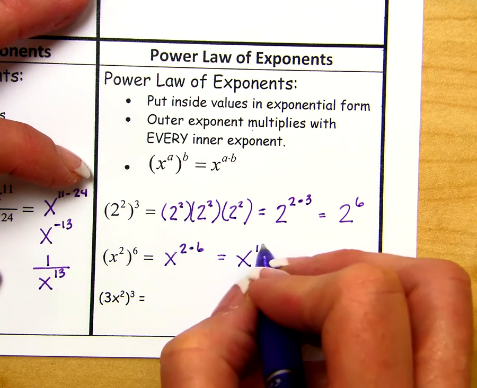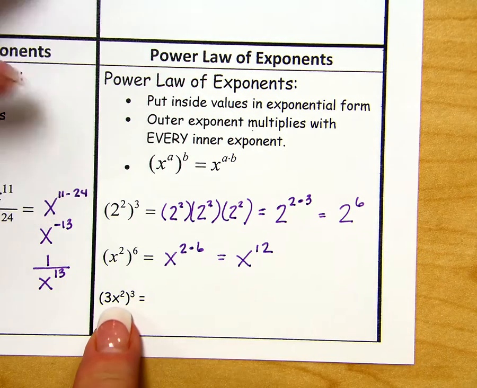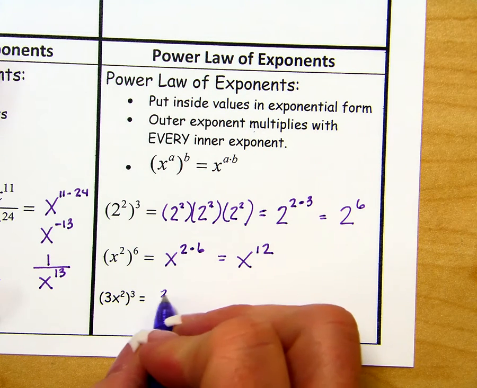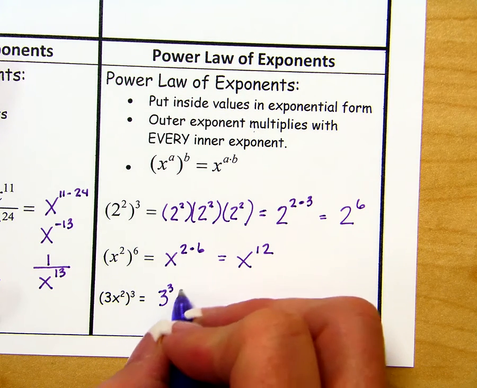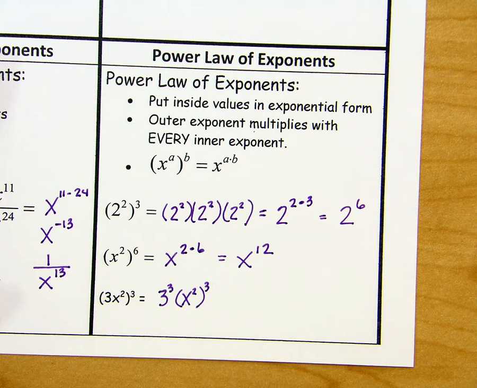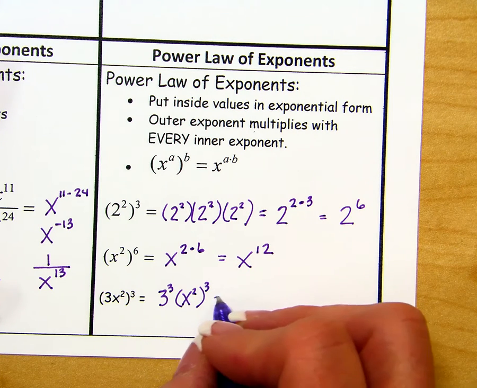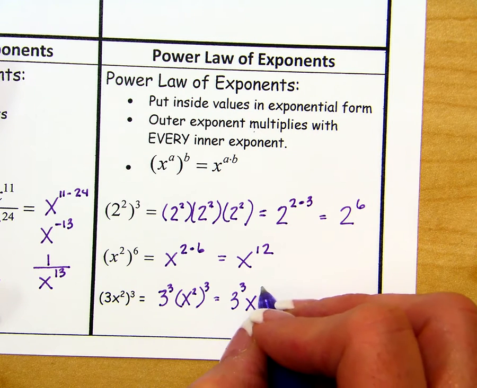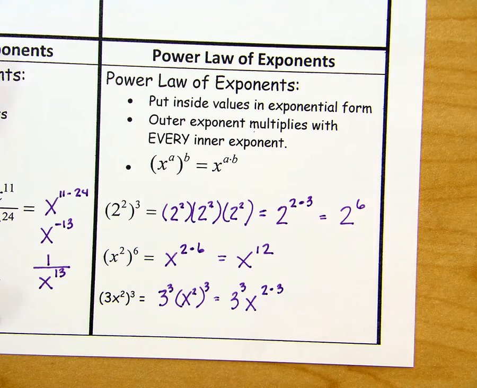which is x to the 12th. And here we have a product being raised to a power, and that means that each factor gets raised to this power. So we're going to have 3 raised to the 3rd power, and we're going to have x squared raised to the 3rd power. Now we apply our rules. Power raised to a power means we're going to multiply here, so this is going to give us 3 to the 3rd power, and our x is going to be to the 2 times 3.